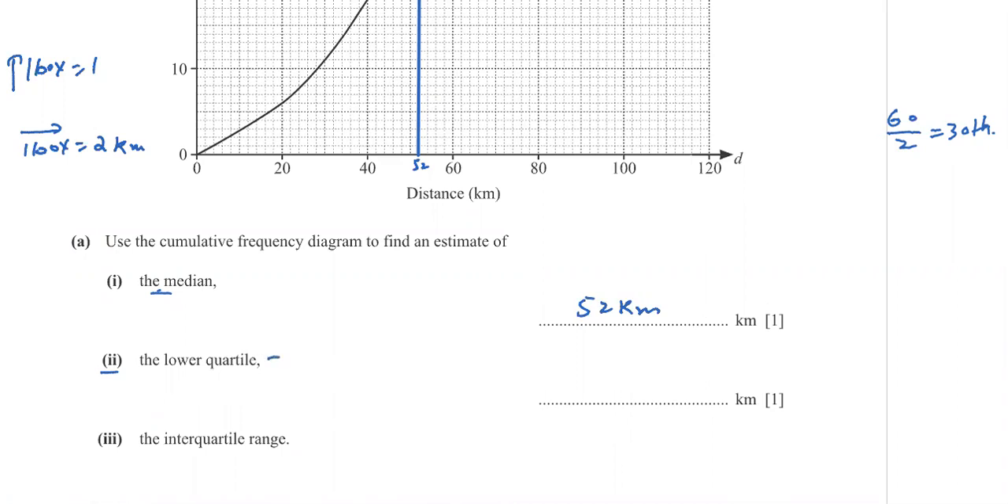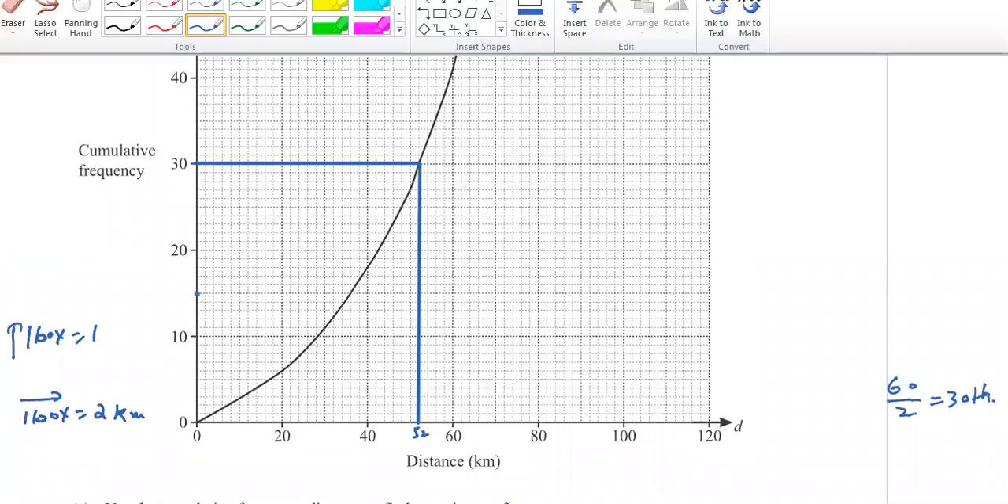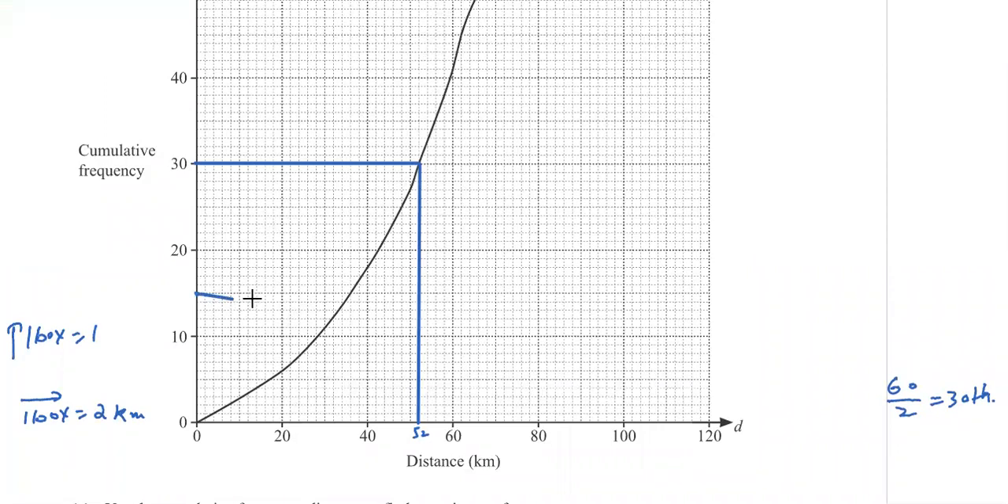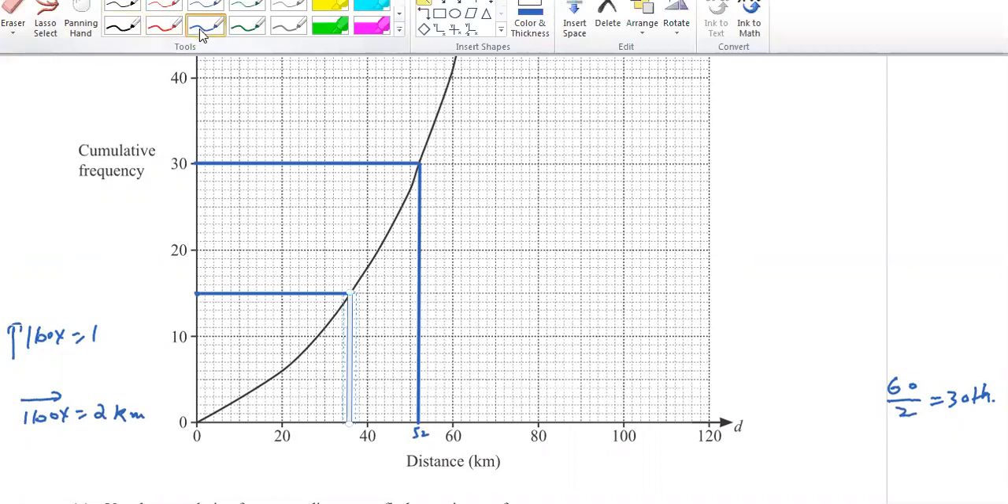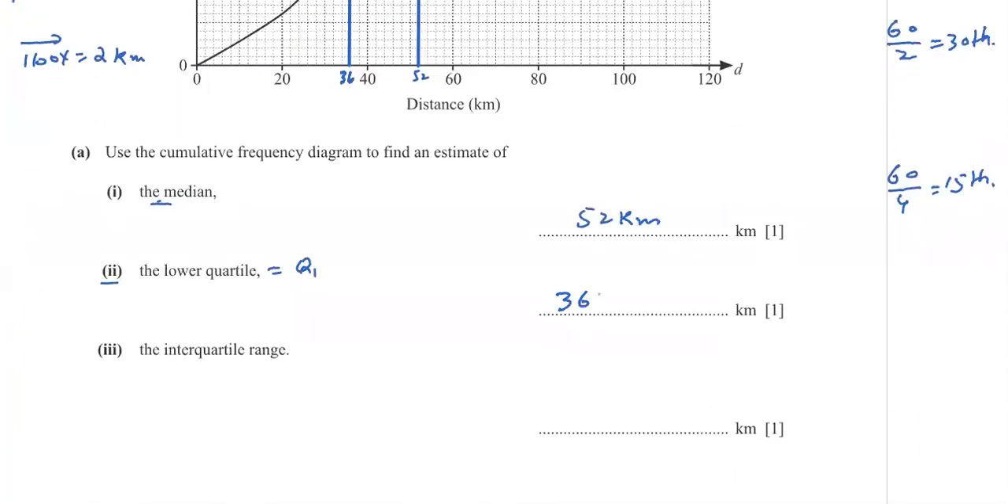And then in the second part, we have to find the lower quartile, which is represented by Q1. It is a quarter of the total frequency, meaning 60 over 4, which is the 15th value. So from the cumulative frequency curve, where is 15? This is 15 here. From 15, I will draw the line till the curve. So I can say this is 30, 32, 34, and 36. So Q1, the lower quartile, is 36 kilometers.